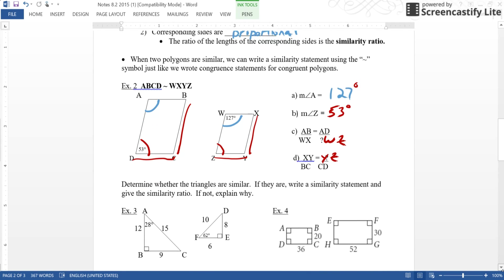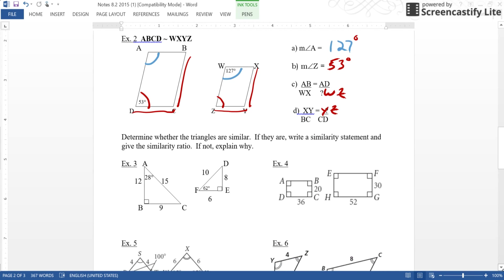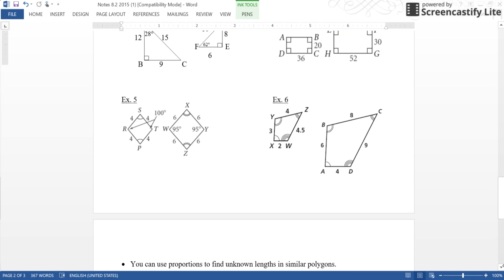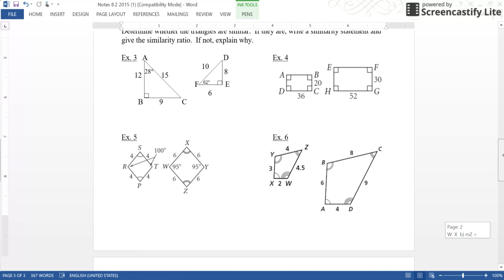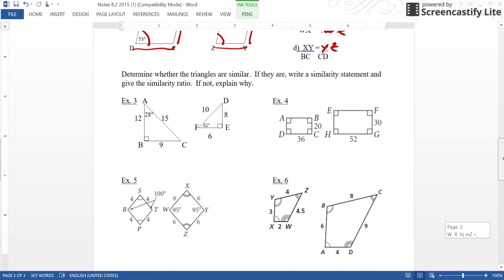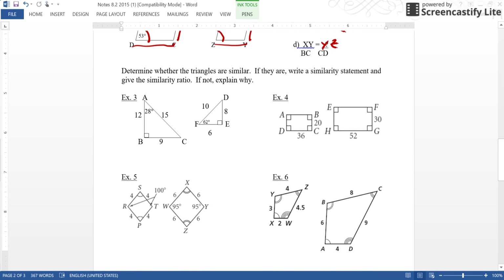All right. Let's take a look at some of these where we have to determine if the triangles are similar. So let's go back up here. Determine whether these are similar. Okay, we might need a little more room, but we have to write a similarity statement and then give the similarity ratio. Okay, so are these similar?